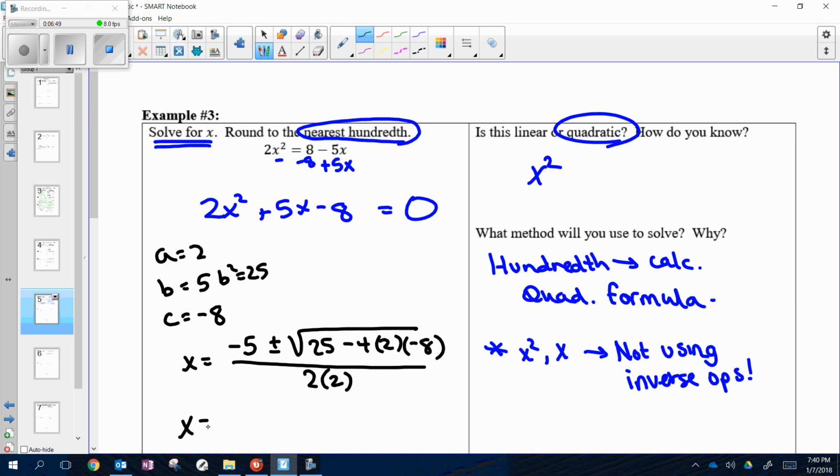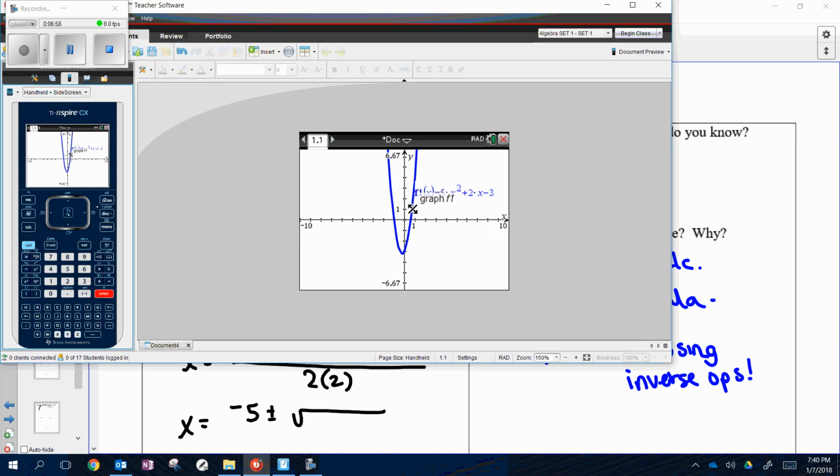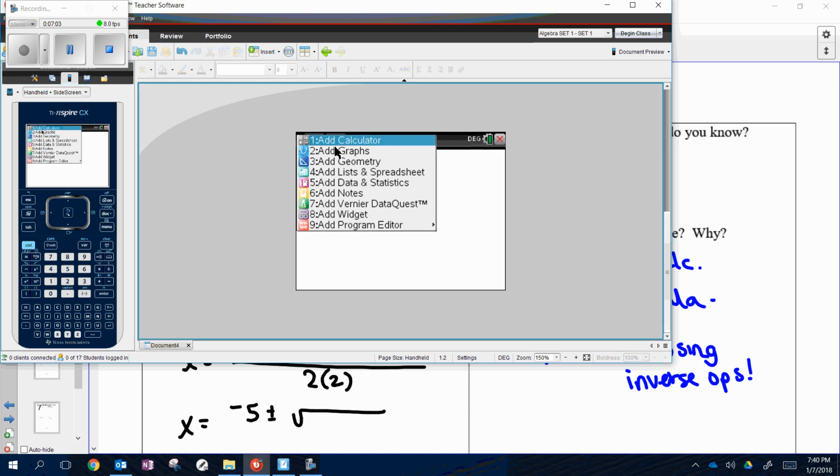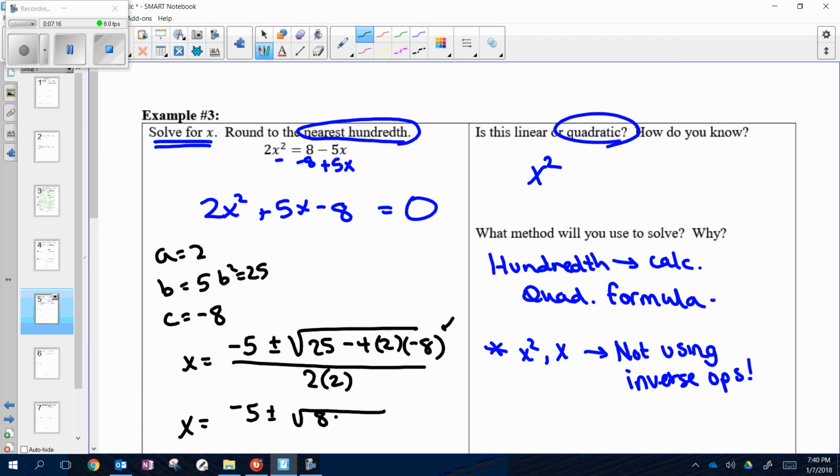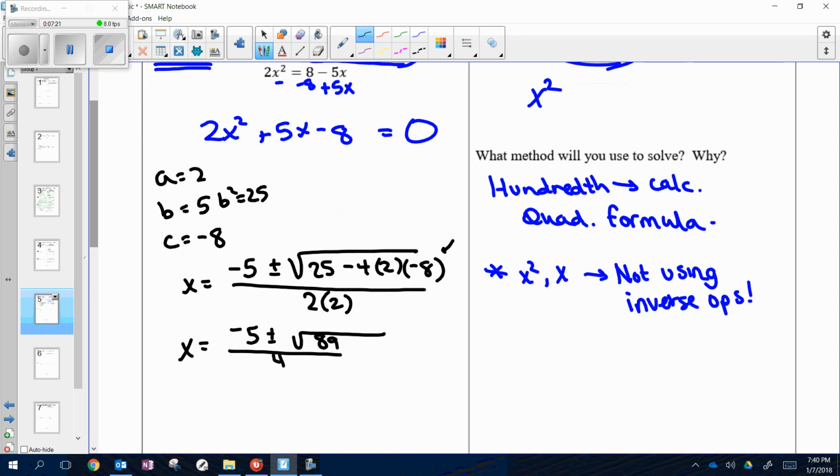Quadratic formula. Get what's under the radical. That would be 25 minus 4 times 2 times -8. Enter. 89. That's not a perfect square. 89 is still under the radical. It said nearest hundredth, so I'm allowed to go to my calculator.